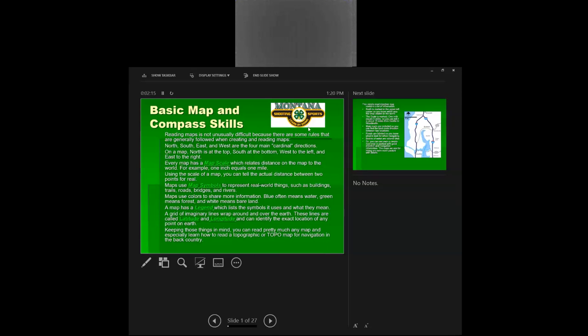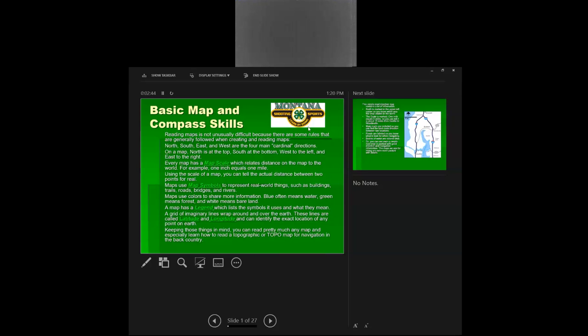There's going to be symbols on there representing buildings, roads, bridges, rivers, railroad tracks, and etc. A lot of times there'll be different colors used to share more information. Usually blue is going to mean water, green is going to denote forested areas, and white is usually your bare land. The map is also going to have a legend which shows the symbols and what they stand for.